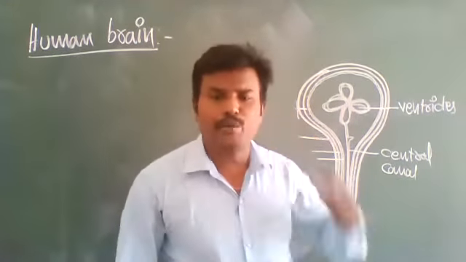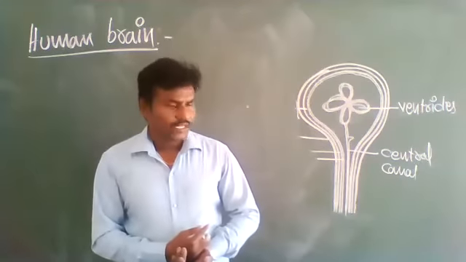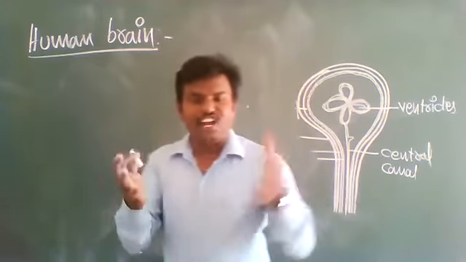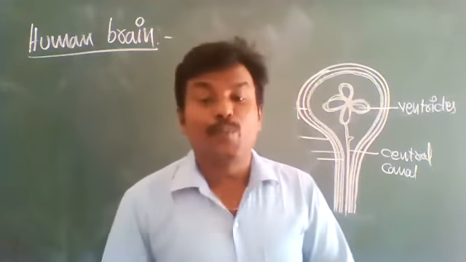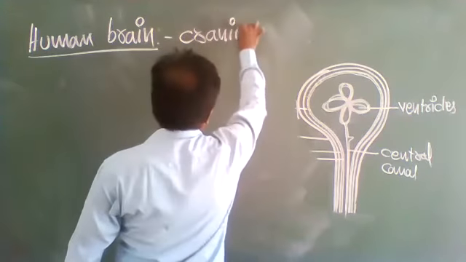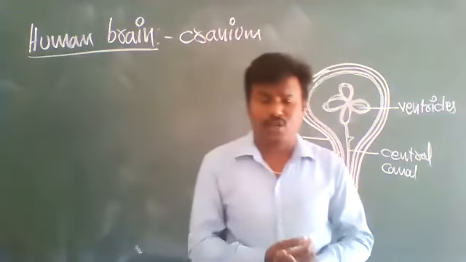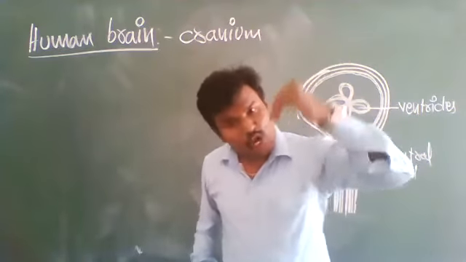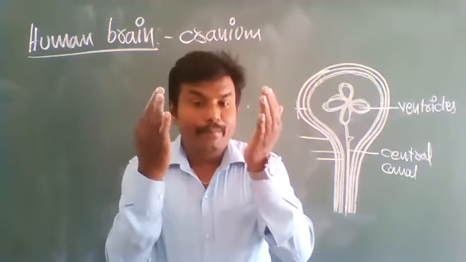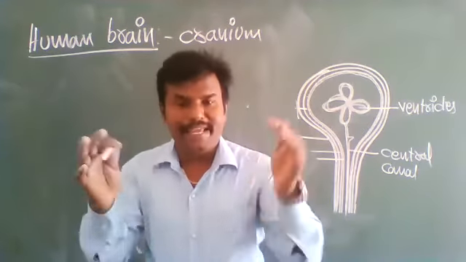Next topic, human brain. The human brain is a specialized complex organ which is protected and accommodated inside a bony case called the cranium. Everybody knows that. Inside the cranium, the brain is well protected.